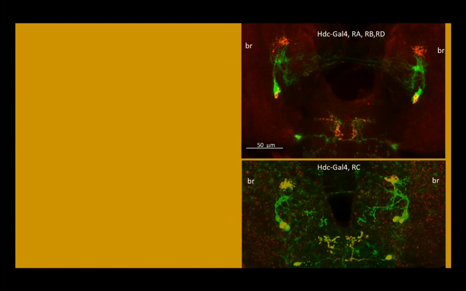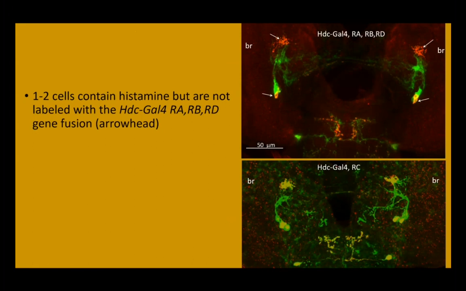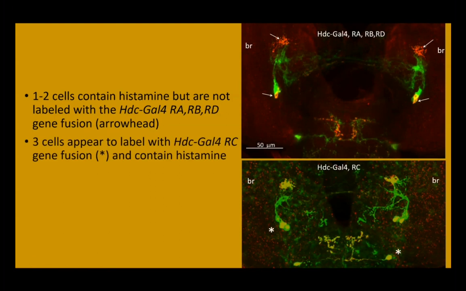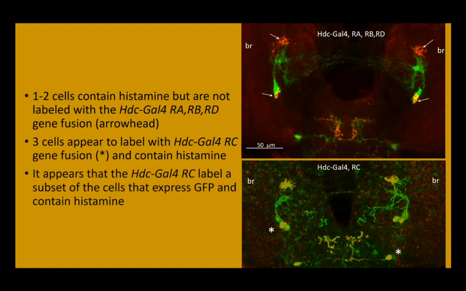These are zoomed-in images of the ones on the previous slide. We can see that 1 to 2 cells contain histamine but are not labeled with the Hdc Gal4 RA-RB-RD gene fusion, indicated by the arrowheads. And 3 cells appear to be labeled with the Hdc Gal4 RC gene, indicated by the asterisks, and contain histamine. It appears that Hdc Gal4 RC labels a subset of the cells that express GFP and contain histamine, which does not seem to be the case in this top image, which further indicates a difference between our two Hdc Gal4 hybrid genes.